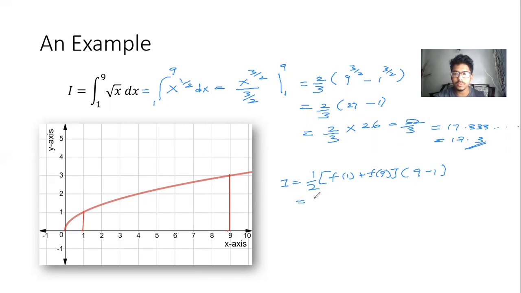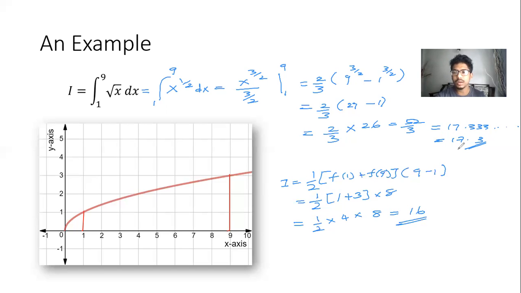So let's simplify this. We get half into, the function value at 1 is 1, plus the function value at 9 is 3, multiplied by 9 minus 1, which is 8. So let's simplify this further. Half, 1 plus 3 is 4, 4 into 8. So 4 divided by 2 is 2, 2 into 8 is 16. So using the trapezoidal rule, we got 16, but the actual value is 17.3.